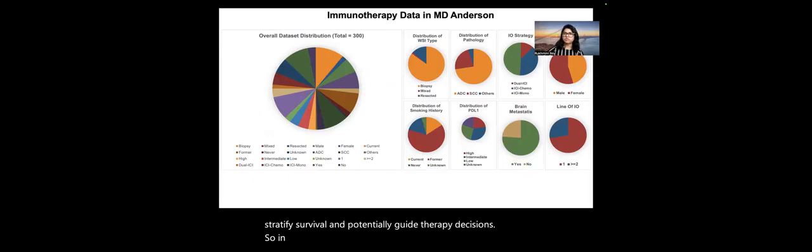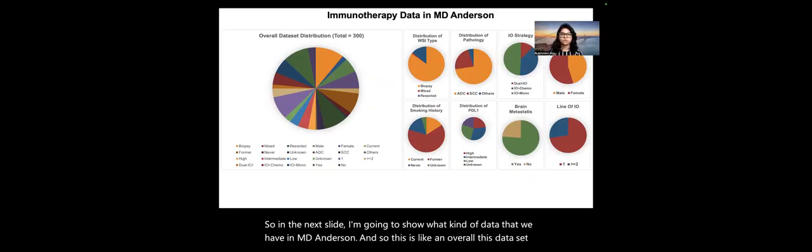In the next slide, I'm going to show what kind of data we have at MD Anderson. This is an overall dataset distribution for a small number of patients, and we have all of these different clinical factors available for the immunotherapy data. Then there are these different tasks that we are currently performing for the immunotherapy data at MD Anderson. First is histology, that is LUAD versus LUSC classification, then PD-L1 prediction, and then patient outcome prediction in terms of OS and PFS.